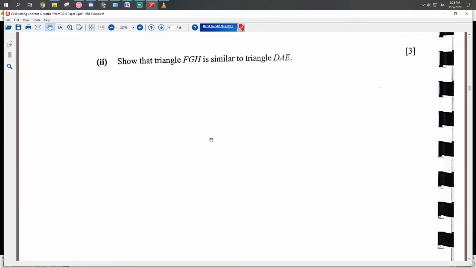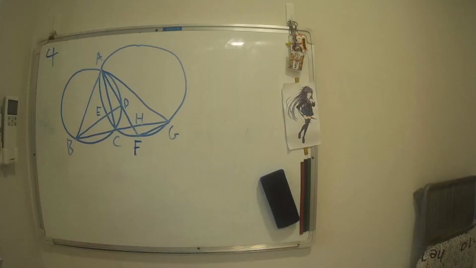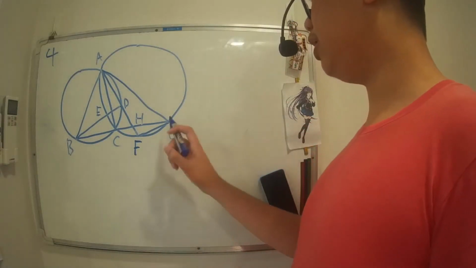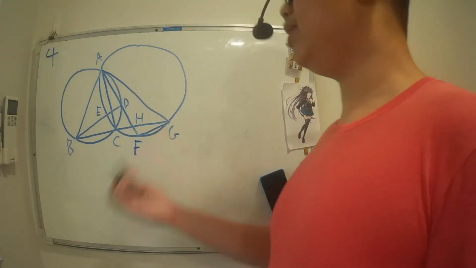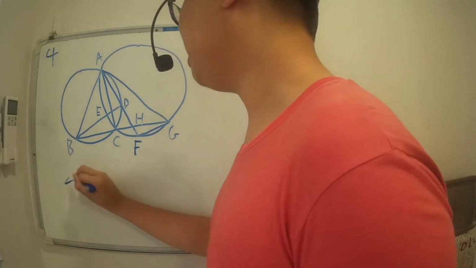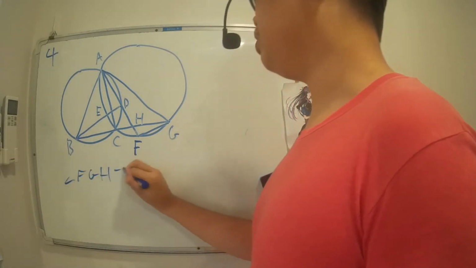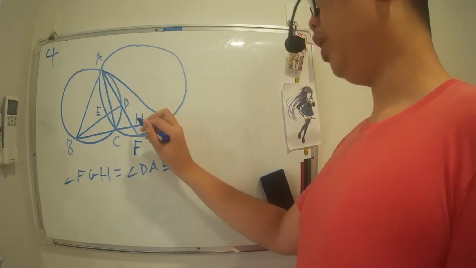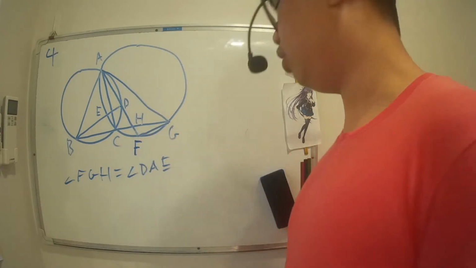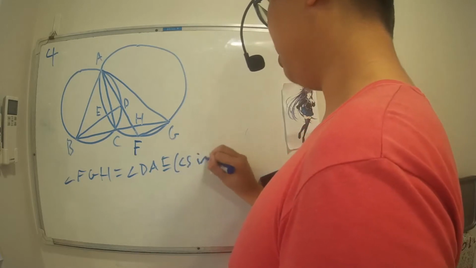Part 2. Show that triangle FGH is similar to triangle DAE. Okay? So what we want is to prove that triangle FGH and DAE are similar. And immediately we can see one angle. So I can just immediately say that FGH, we can immediately say this angle to DAE because this is actually equal to HAC because of angles in same segment, right?